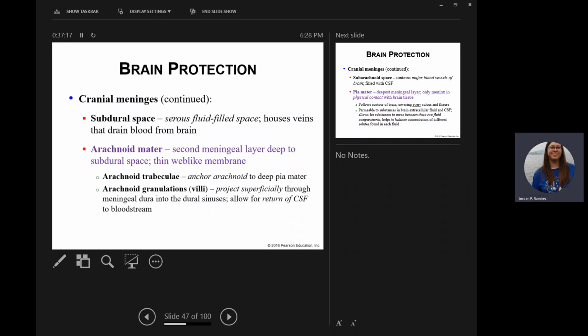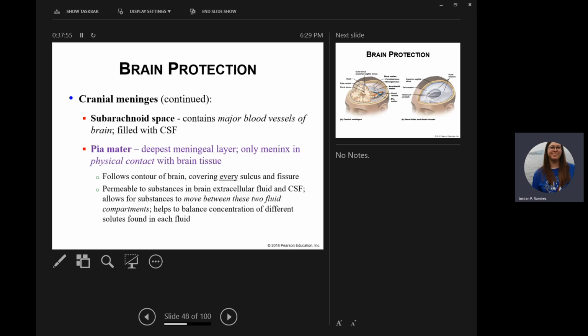All right, so the subdural space is a serous fluid-filled space, and it houses veins that drain the blood from the brain. The arachnoid mater is another one of our meningeal layers, which is beneath the subdural space. It is so called arachnoid mater because of its thin web-like appearance. The arachnoid trabeculae anchor the arachnoid to the deep pia mater, those two meningeal layers. The arachnoid granulations, or villi, project superficially through the meningeal dura into the dural sinuses, and they are going to allow for the return of cerebrospinal fluid into the bloodstream, which is something that we want because we have to replace that blood.